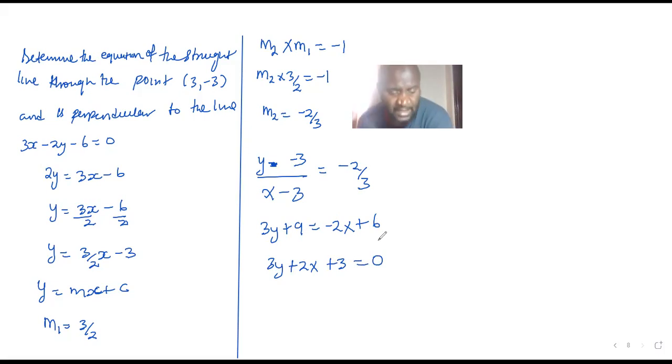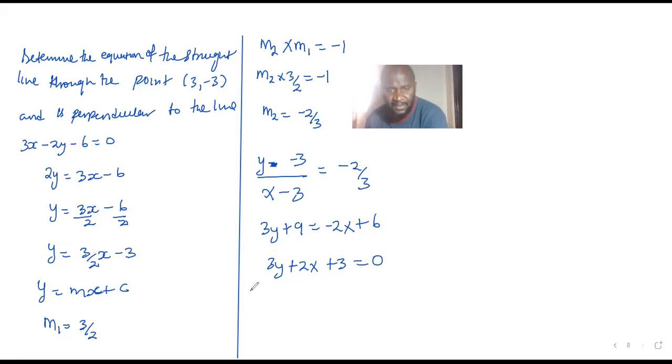Well, what technique have we used? We have used the perpendicular lines condition and investigated the gradient of the second line. That second line, once you get its gradient, passes through the point 3, -3. So you can use any of the techniques of finding equations of a line if you have one point and the gradient. Okay, so if you simplify that, it comes up to that.